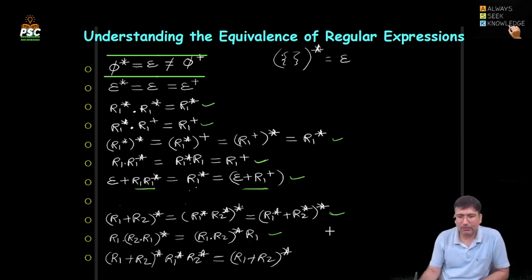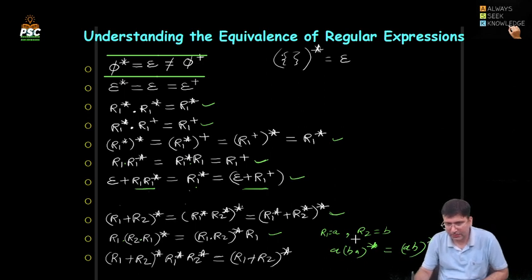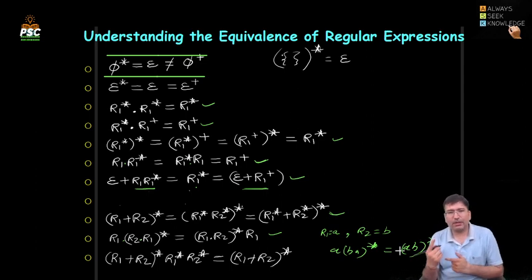You consider R1 is having some value, R2 is having some value. So let's say R1 is having A. You can take any bigger value also, that's not a problem. And R2 is having, let's say, B. So if I write this, it will give me A, B, A asterisk. I'm saying this will be equivalent to A, B asterisk, A. That means whatever possible strings this regular expression generates, the similar set of strings it will generate. No extra string can be generated by this.